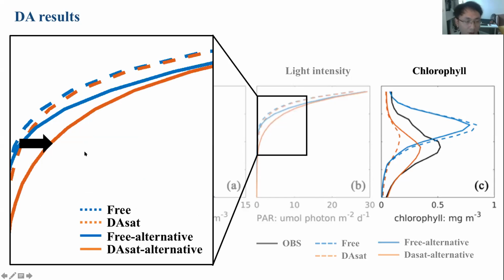And this is because the alternative light parameterization reproduces the elevated light intensities at these depths because of the reduced chlorophyll concentrations in the upper columns. But the original parameterization didn't resolve these features.